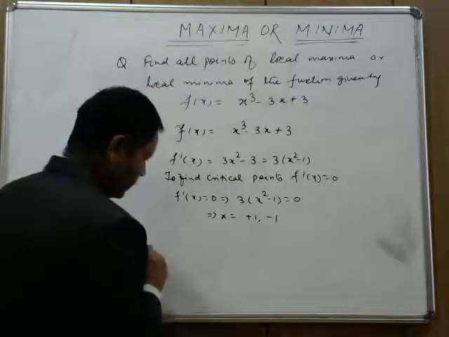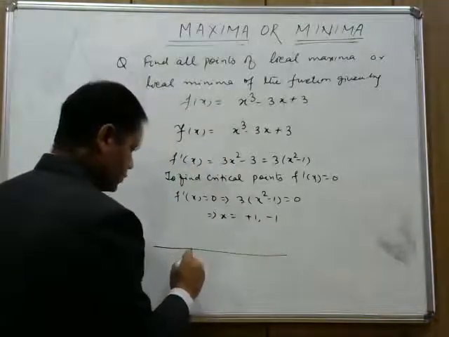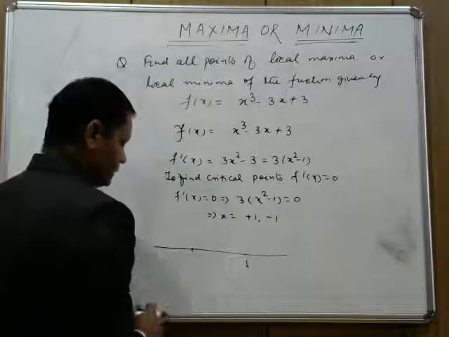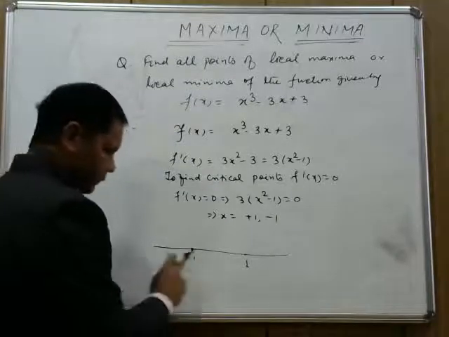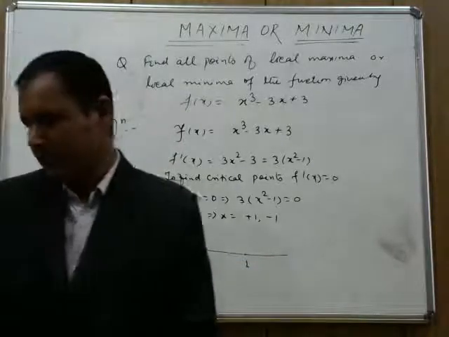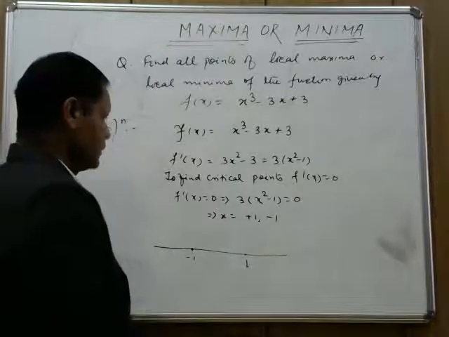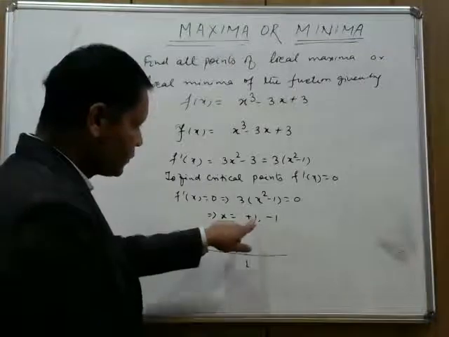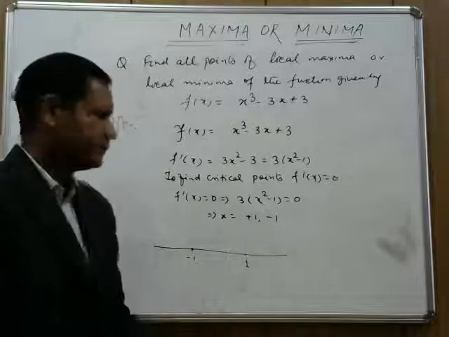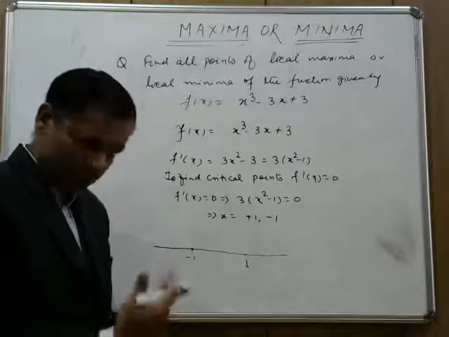Now, please plot these points on the number line. Here suppose minus 1, and 1. Now we have the intervals minus infinity to minus 1, minus 1 to 1 and 1 to infinity. 3 disjoint intervals we have. Right? Now see, at this point what I have to check is whether it is changing from positive to negative, and at -1 I have to check whether it is changing from negative to positive.